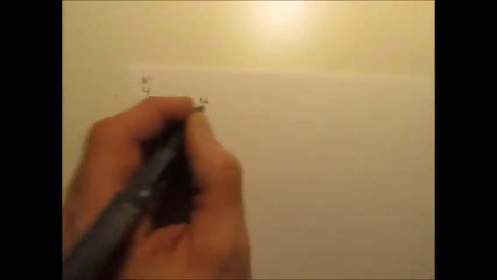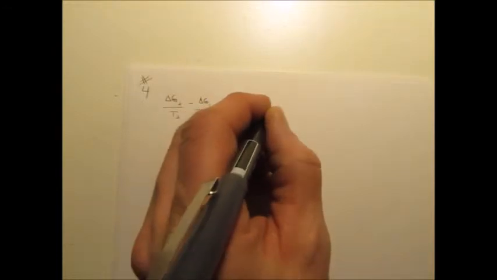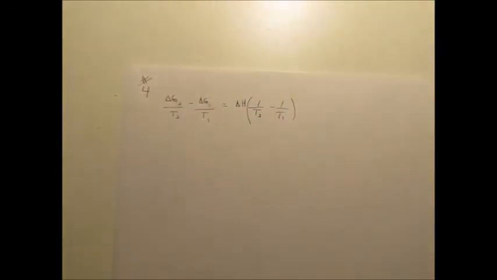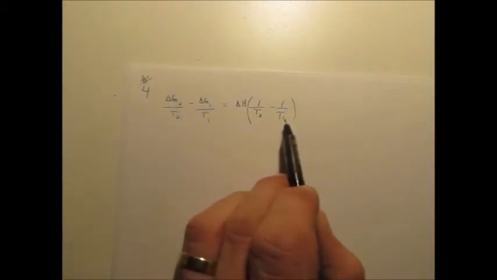So, if I'm not mistaken, a lot of times you'll have delta G2 over T2 minus delta G1 over T1 equaling delta H times one over T2 minus one over T1. So you've got to make sure that your second temperature here matches this position, not that one.